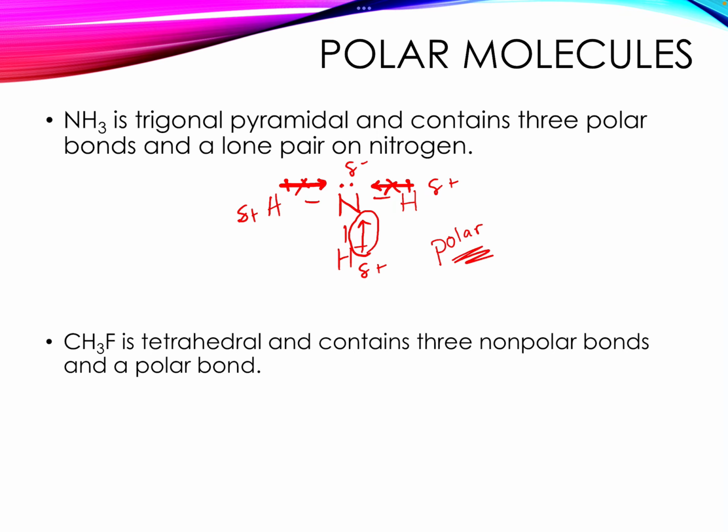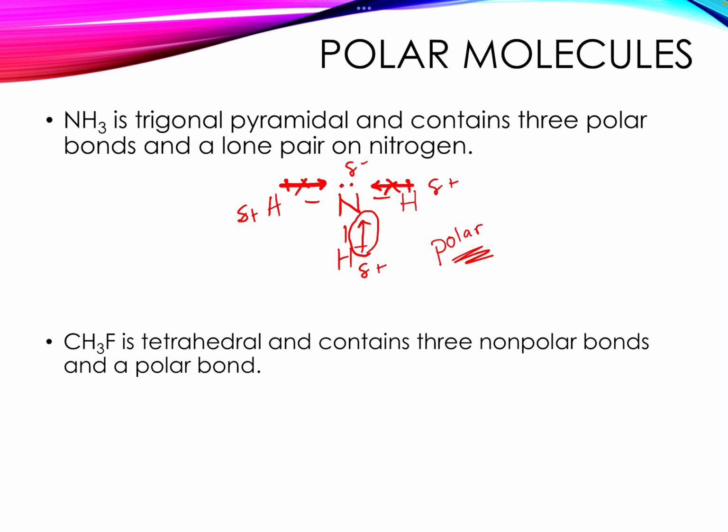Like I said earlier, if you have lone pairs on your central atom, your molecule will always be polar because there's no way for your dipoles to cancel out. Okay, so that's just kind of like my pro tip to you. If there are lone pairs on your central atom, your molecule is going to be polar.